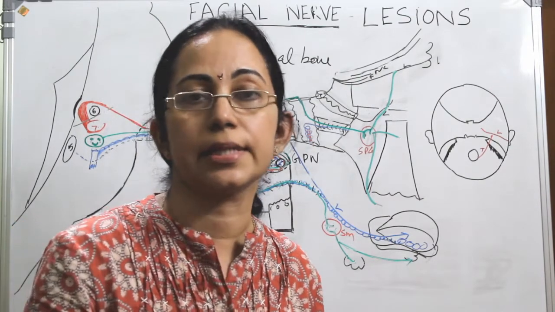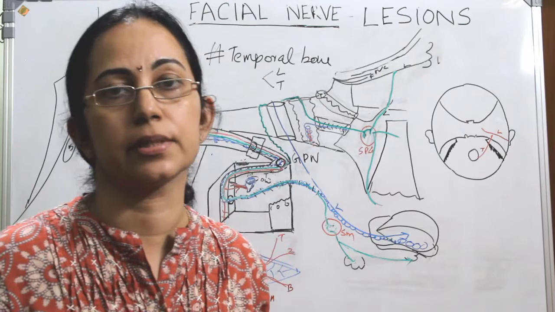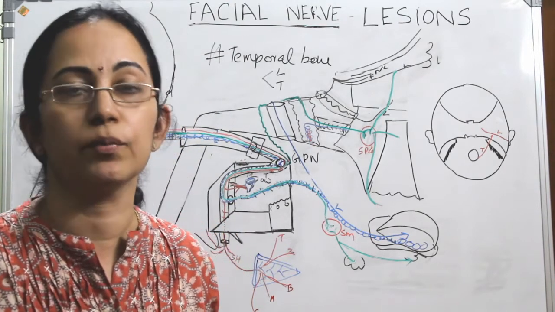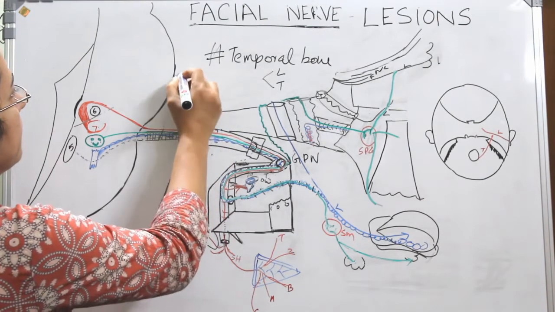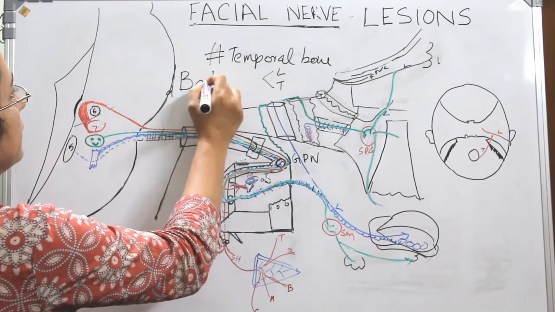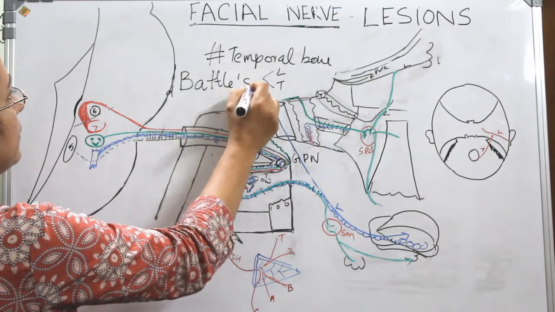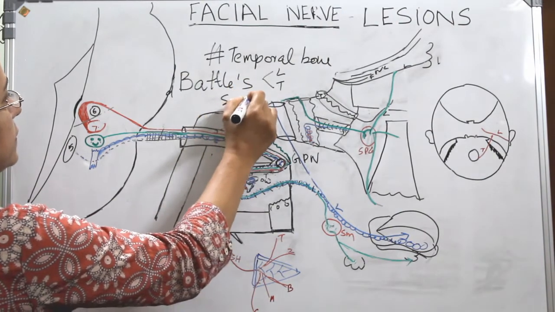So one sign is of particular importance in case of a fracture of temporal bone. And what is that? It is the Battle sign. Battle sign. What is that?